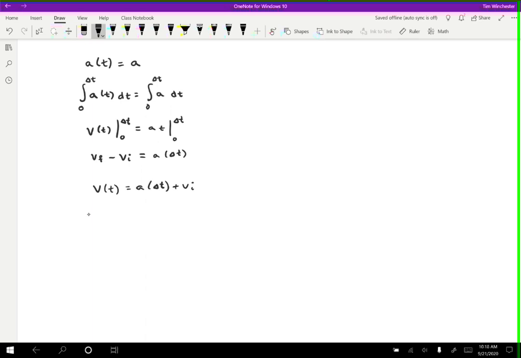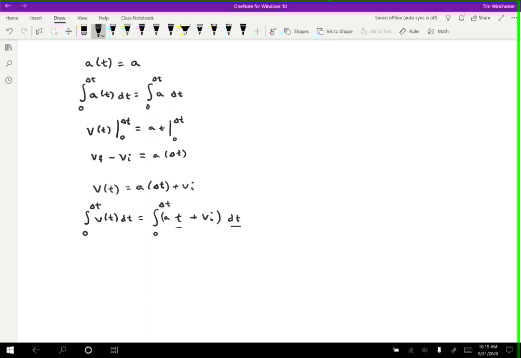So if I integrate both sides with respect to t, then I get the integral of v of t dt, again from zero to delta t, and that's going to equal the integral of a times t plus v initial dt, again from zero to delta t. The reason I'm doing it that way is so that when I integrate, my integration variable is the same thing that I have in my expression.